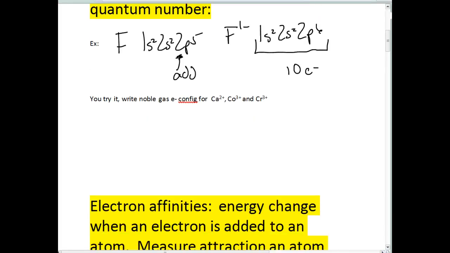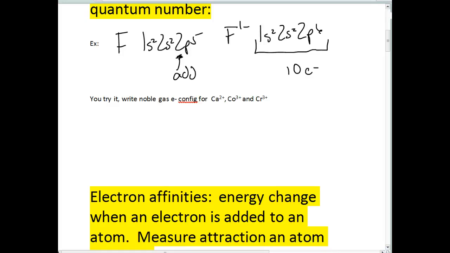And there we go. Next one, I'm going to have you try these at home: the calcium ion, the cobalt 3 ion, and the chromium ion. What I would recommend is that you pause this video right now and try them out, and then hit play and see if you get the same thing. Okay, so try that out, pause them, and then hit play.